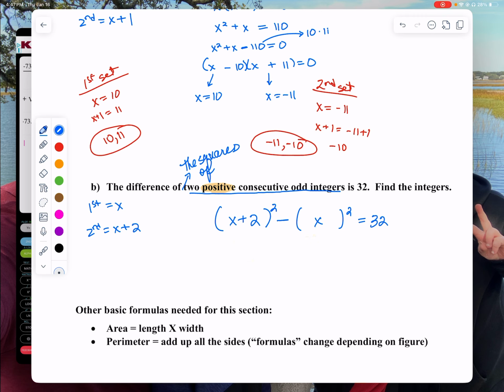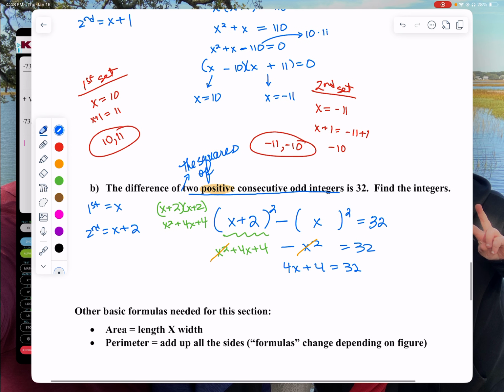And now we're going to simplify that. I'm going to do this first. x plus 2 squared. x plus 2 and x plus 2 is x squared plus 4x plus 4. Or you could think x squared plus 2x plus 2x plus 4. All right, so I have x squared plus 4x plus 4, and I'm going to subtract my x squared, and that is 32. Well, look at that. My x squareds are going to cancel out, right? x squared minus x squared. So now I just have 4x plus 4 is 32.